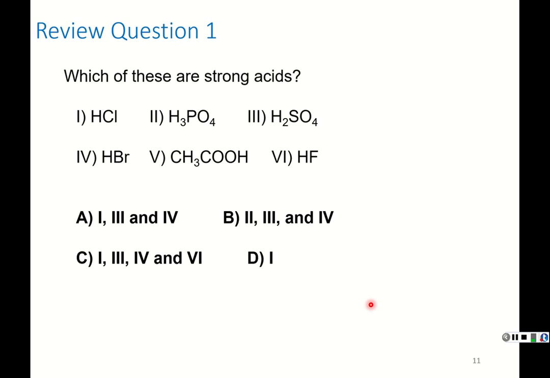So a review question: which of these are strong acids? Okay, so if we go through this, what are the strong acids? They are the hydrohalic acids, except for HF, and sulfuric acid and nitric acid. Okay. So do we have any of those? Yes, we have HCl, HBr, hydrobromic acid, and we have sulfuric acid. Okay. Phosphoric acid, acetic acid, and HF are all weak. Right, so this would be 1, 3, and 4.